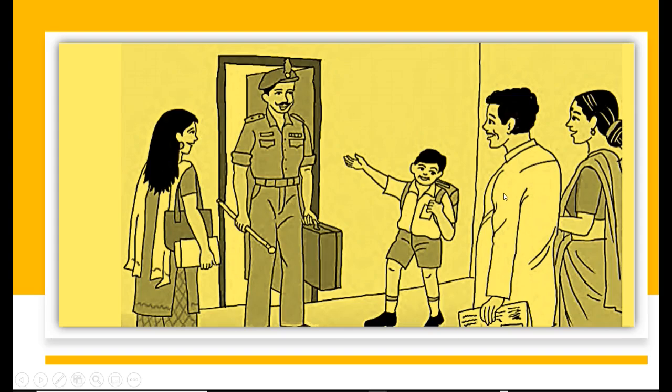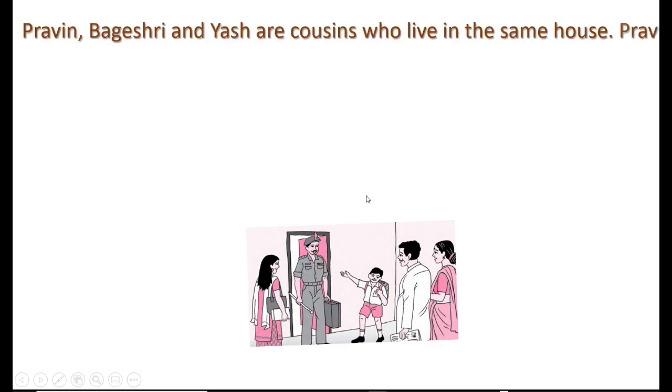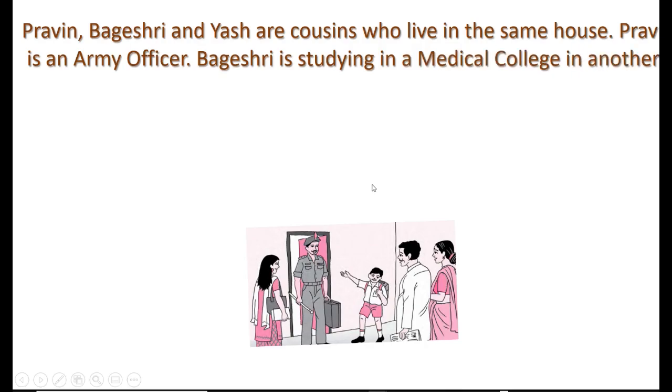What more, this is a picture from your textbook again. A small story is given. I liked it because it is something practical again. All are very happy. It is not policeman reaching home. It is something else. What is it? Praveen, Bhagyeshri, Yash are cousins who live in the same house. Praveen is an army officer.